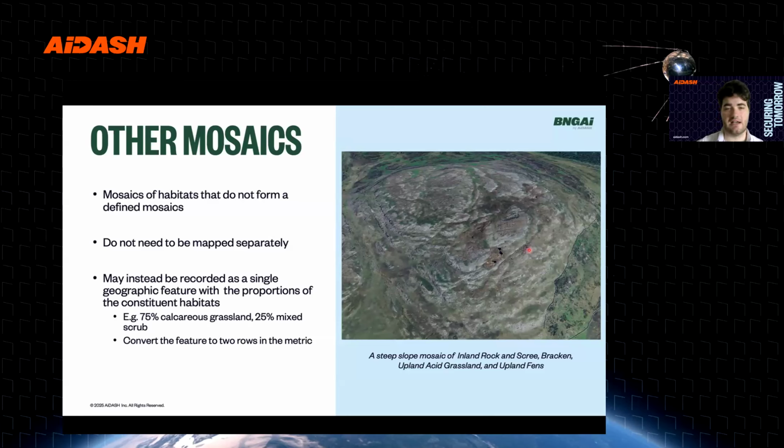So we might record this as a certain percentage inland rock, a certain percentage bracken, a certain percentage upland acid grassland, a certain percentage upland fen. And it's worth noting that when we do that, we lose some detail. So this site, I think it's unlikely that we're putting a large apartment complex on top of it. But where there are habitats where we are going to be doing development, we may want to add the additional spatial precision of mapping the individual habitats, especially in that area where we're going to be doing development, because then we have a much better understanding of what the impact of that development is going to be on the biodiversity.